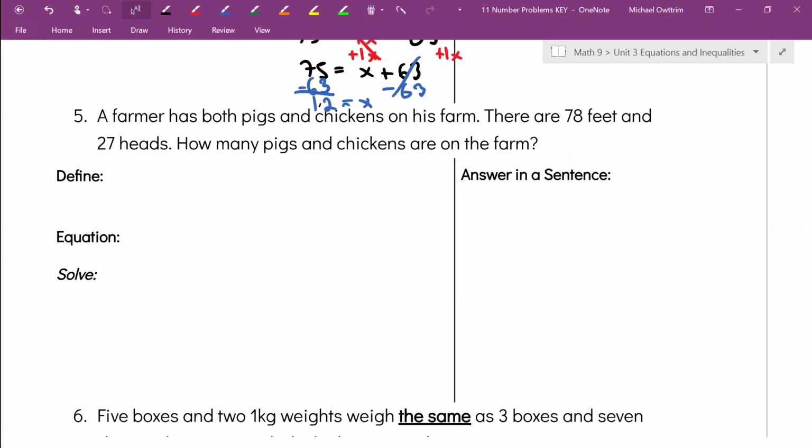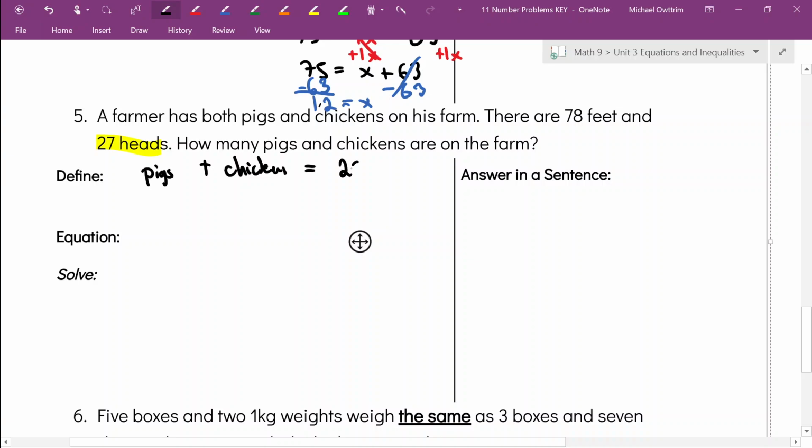Question 5. A farmer has both pigs and chickens. There's 78 feet, 27 heads. We want to know how many pigs, how many chickens are there on the farm. So again, we want to think about what we know about the total here. And I know that each of those animals only has 1 head. So I know that my pigs plus my chickens is equal to 27. And therefore my pigs would be equal to, for example, 27 minus chickens.